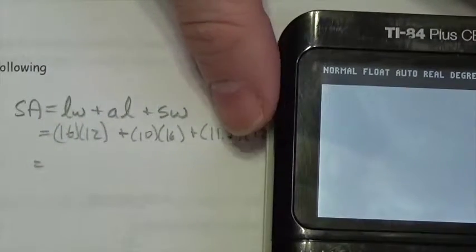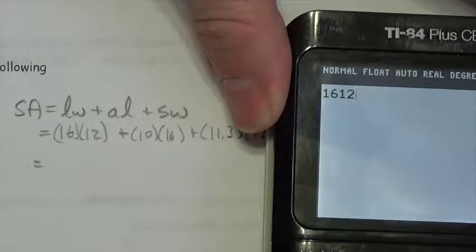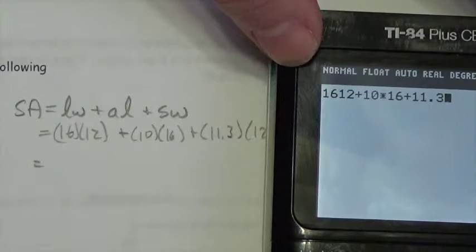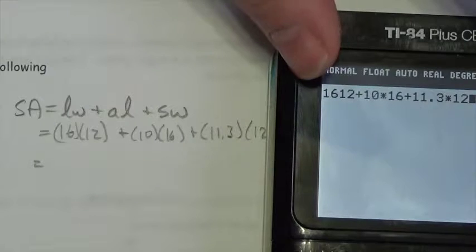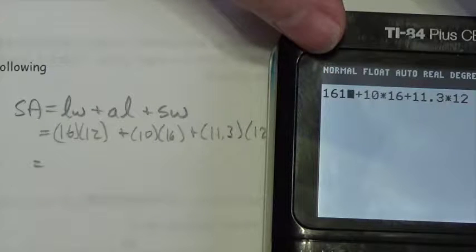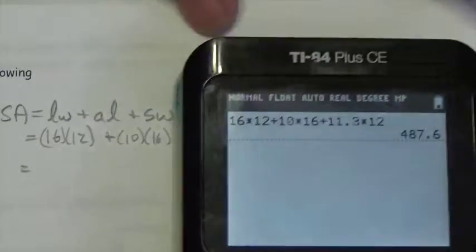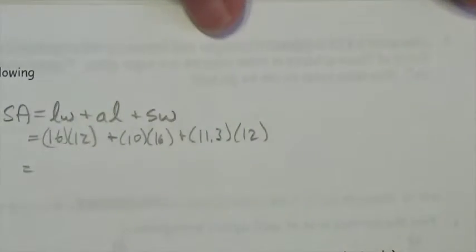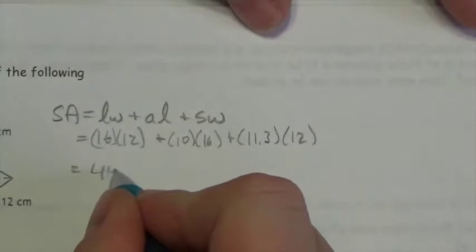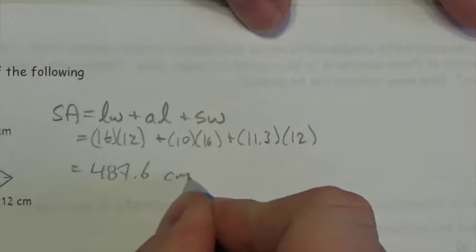Let's just enter this all in. So 16 times 12 plus 10 times 16 plus 11.3 times 12. If you've been following what I did there, my multiplication didn't come in, so 16 times 12 plus 10 times 16 plus 11.3 times 12. And we get 487.6 centimeters squared.